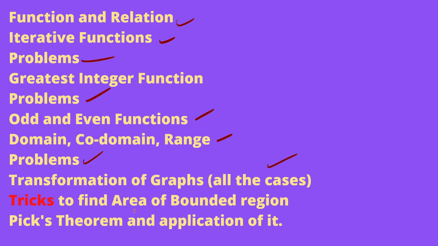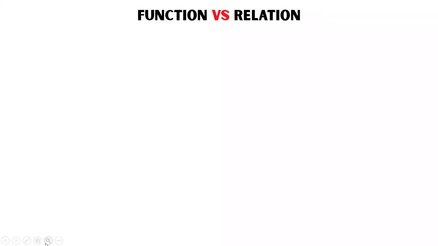And then we'll look into the concept of area of bounded region and some tricks to solve the problems regarding the area of bounded region. After that, we will move on to Pick's theorem and the application of that theorem. So let us start. So what is the difference between a function and a relation?